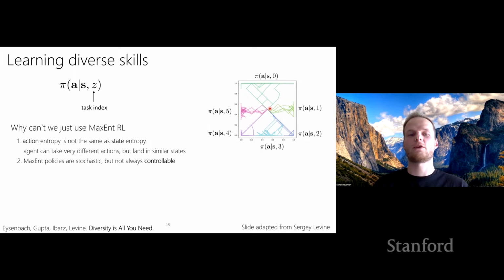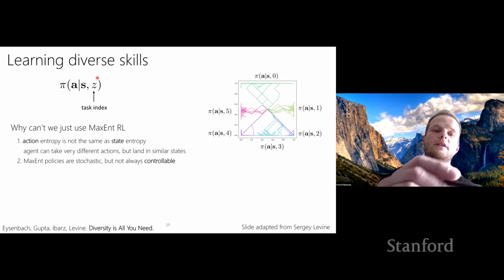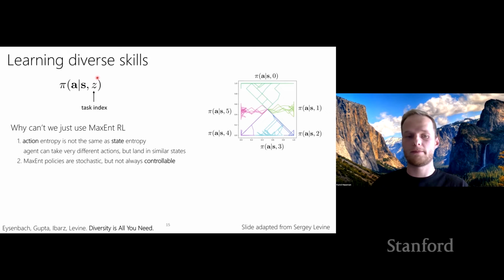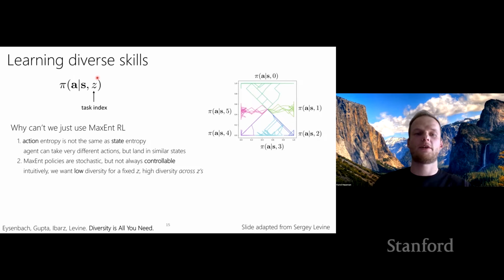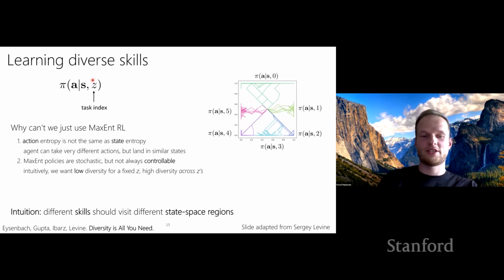Versus here, we would want to have full control through our Z variable to tell the agent what kind of skill, what kind of task we wanted to perform. Right, so intuitively what we would want is something that results in low diversity for a fixed Z. So if I told the agent what kind of task index I want, we want the agent to know what to do. But then high diversity across different Zs. So if I didn't tell what Z I want, we want the agent that can visit any part of the state space. All right, so the intuition is that different skills should visit different state space regions. So let's try to come up with an algorithm that could do something like that.